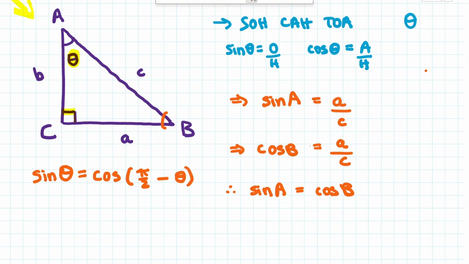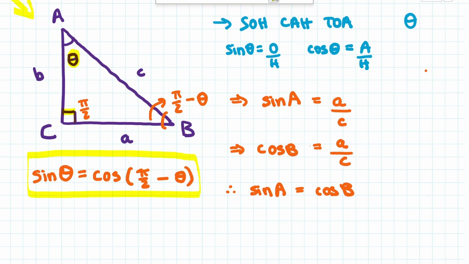How did we get that? We can see that this is a right angle triangle. So that means this angle over here is pi over 2, or 90 degrees, and this angle over here is theta. Then what about this angle B over here? We can represent this angle B simply as pi over 2 minus theta. We've derived one trig identity, or an equivalent trigonometric expression.